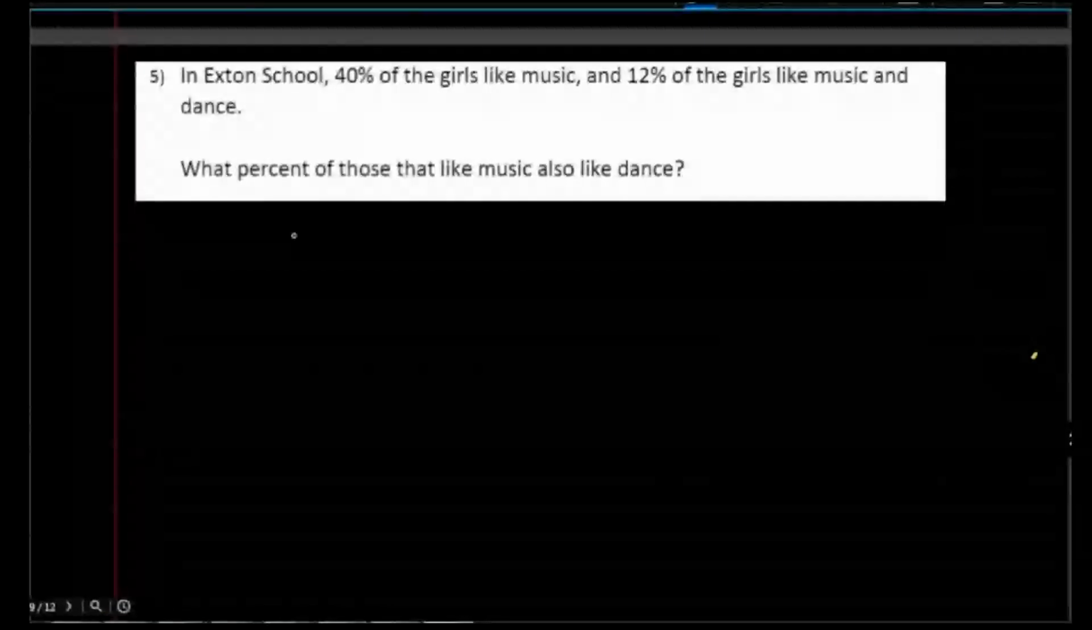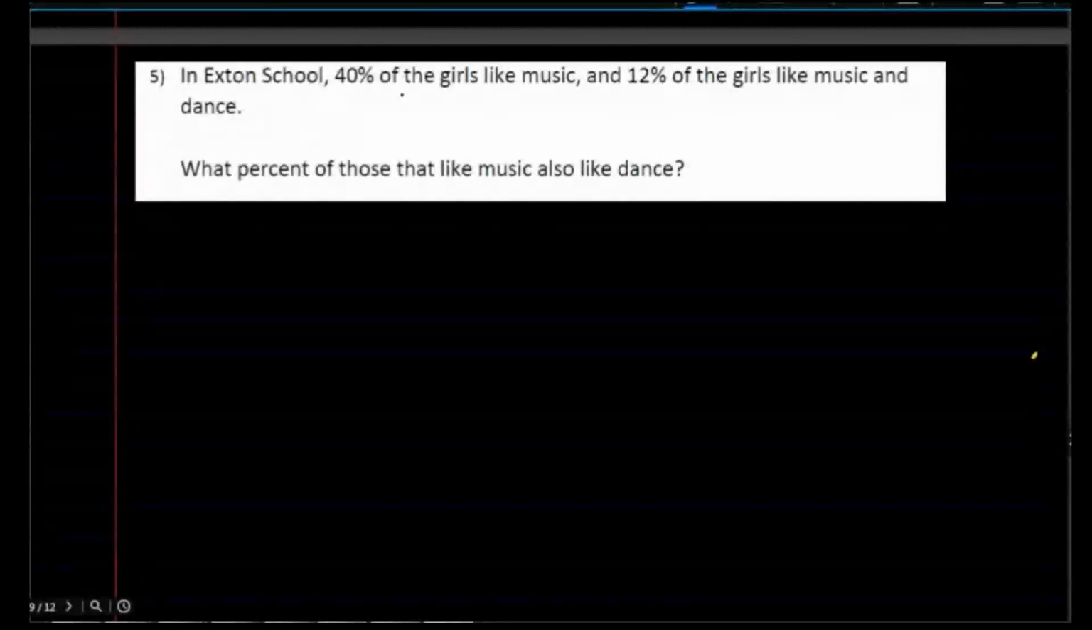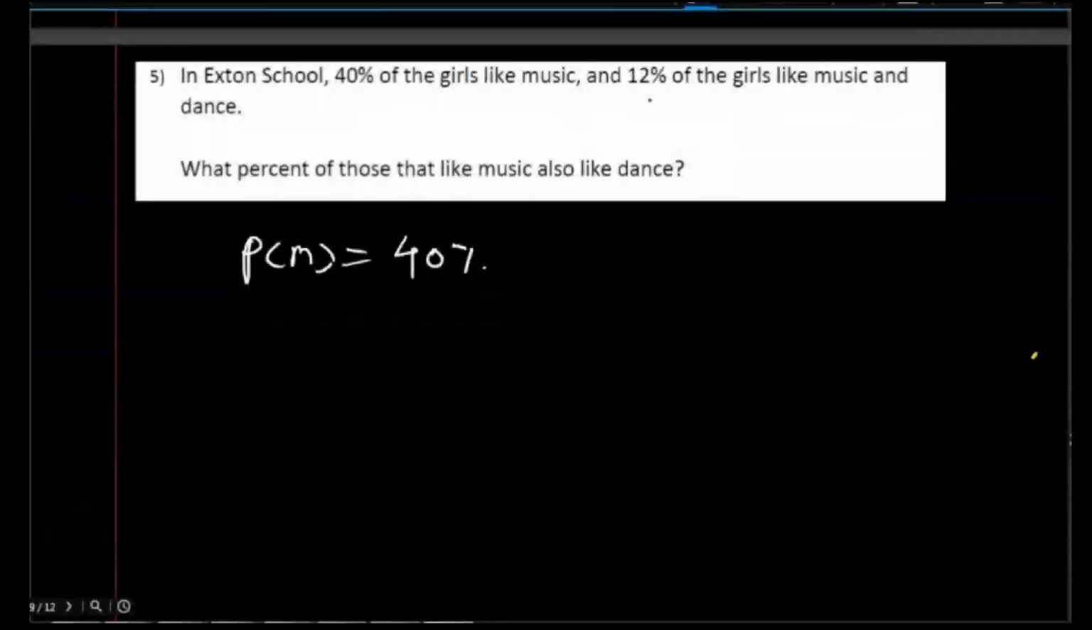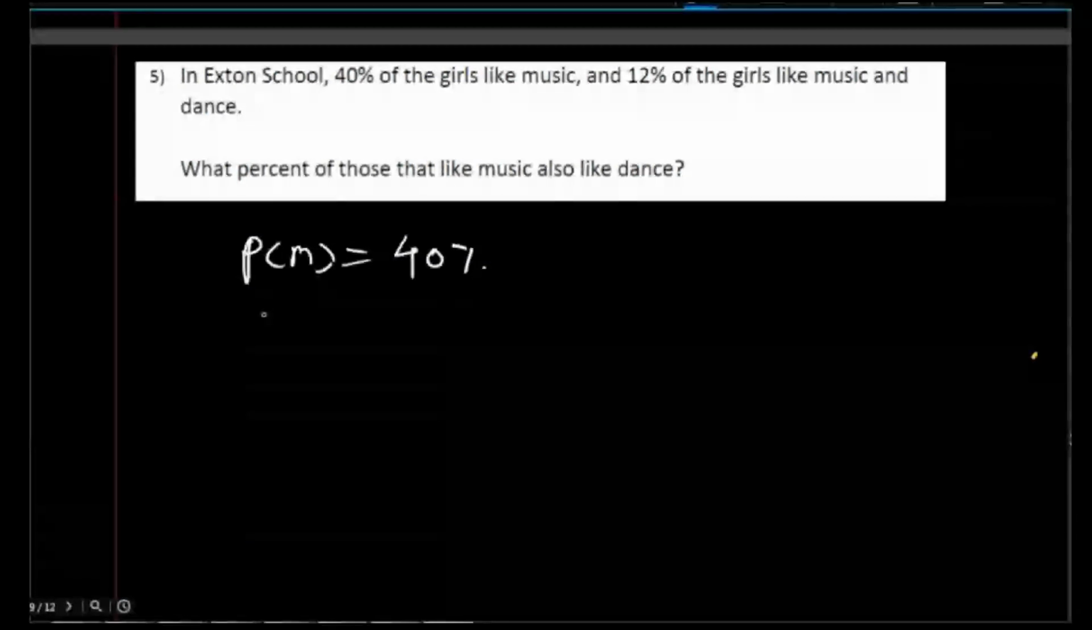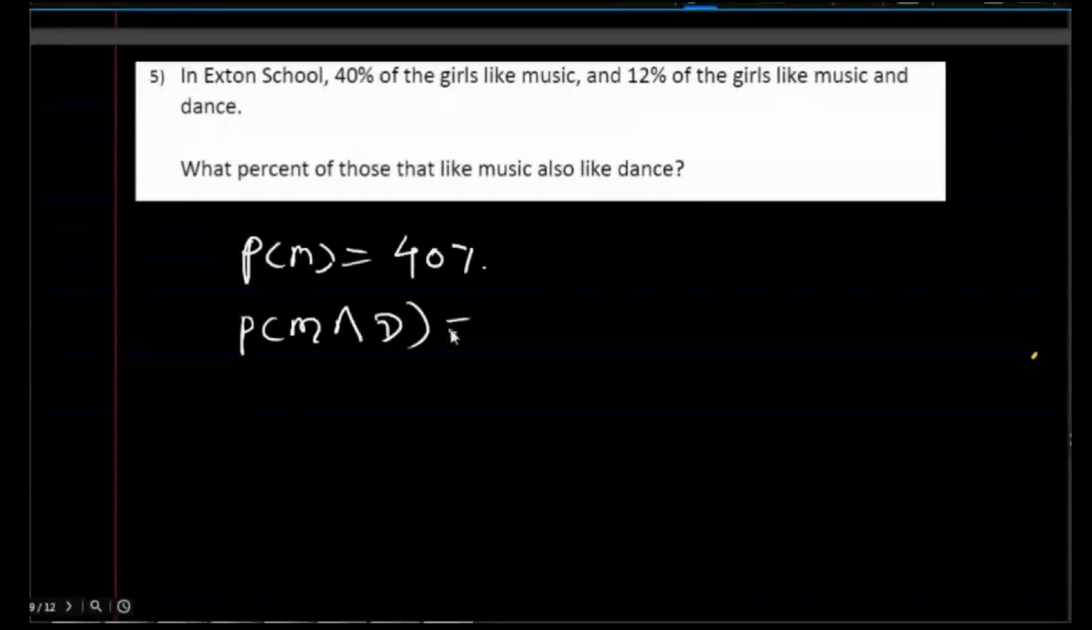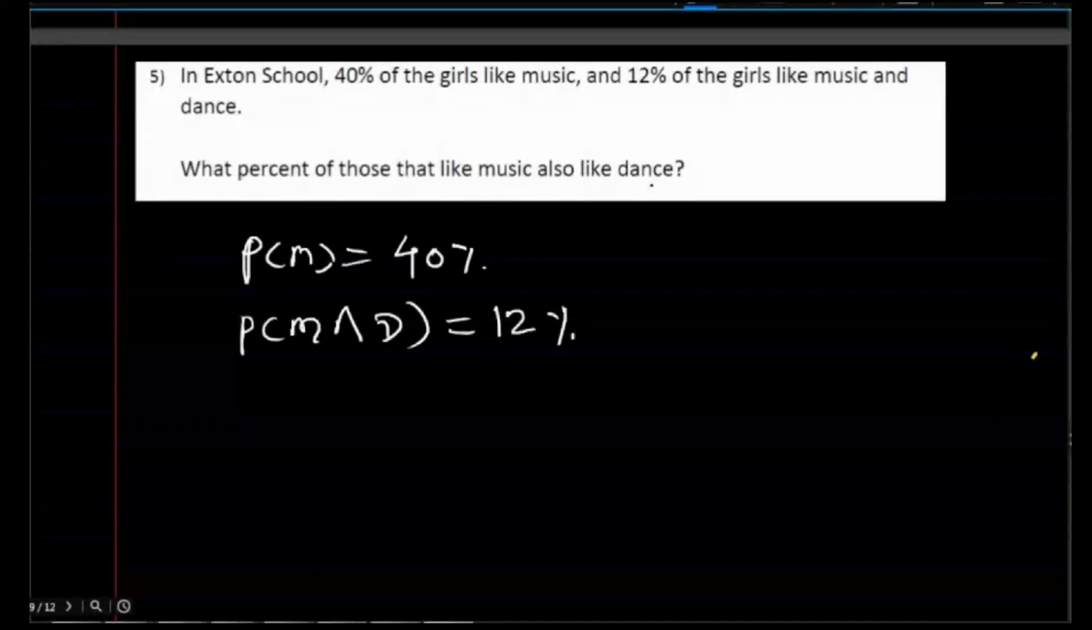Okay, now a similar question. In external school, 40% of the girls like music. So the probability of music is equal to 40%. And 12% of girls like music and dance. 12%. What percent of those that like music also like dance?